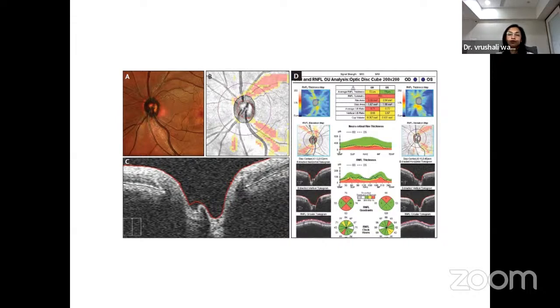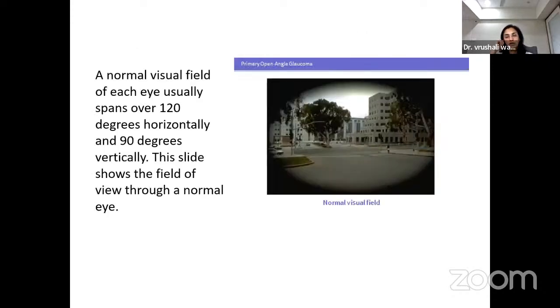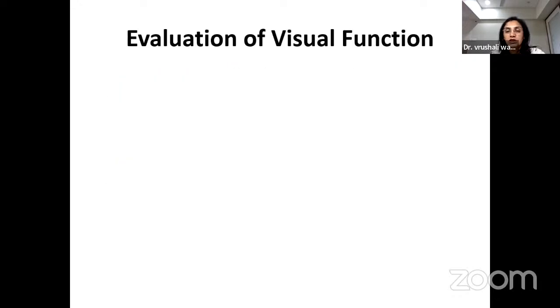So after OCT, we should evaluate the visual function. Why is it important to see the visual function? We need to know how much peripheral vision has been affected. Accordingly, we can set a target pressure to reduce the intraocular pressure. And OCT helps in early diagnosis because there has to be at least 40% loss of nerve fiber layer before it records in a visual field. So early changes we can pick up in an OCT picture.